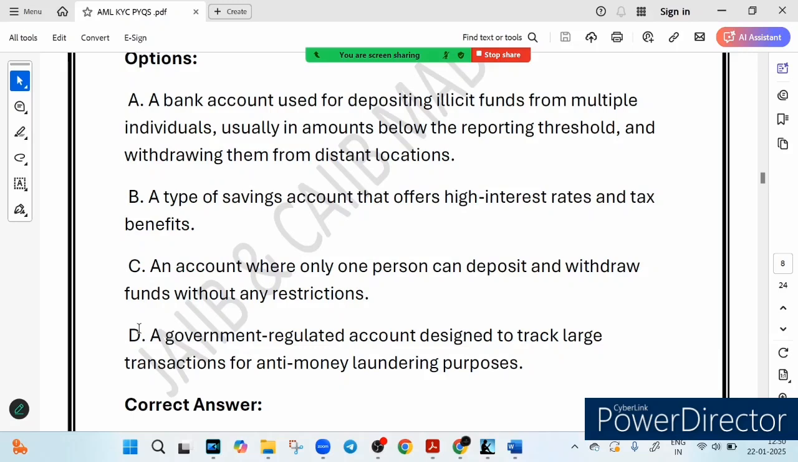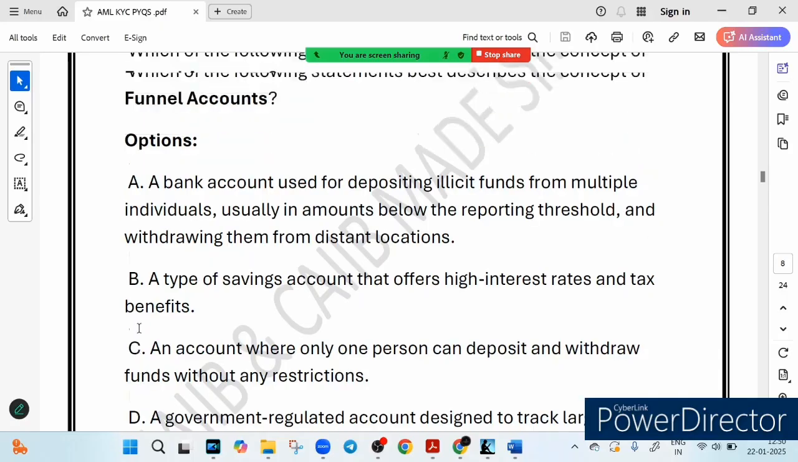Option D, a government regulated account designed to track large transactions for anti-money laundering purposes. So option A says that a bank account used for, this is regarding the funnel account, best describes the funnel account: a bank account used for depositing illicit funds from multiple individuals. So what do you think? Is it correct or incorrect? So see, this is absolutely correct.